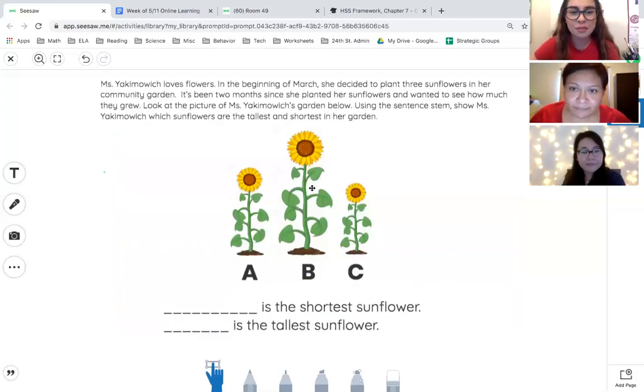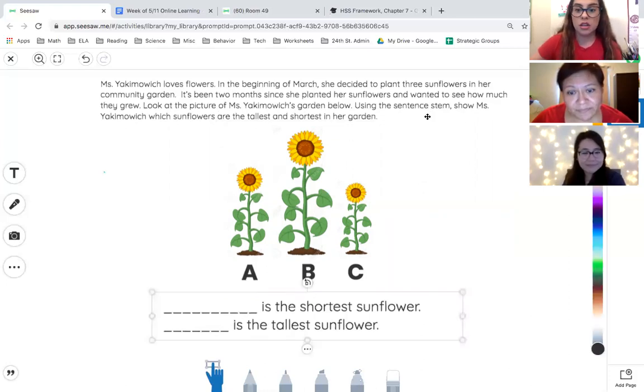Okay, so now let's look at our story problem on page 2, and we're going to read the story one more time, or 2 more times. But this time we're going to pull out some key vocabulary words that are going to help us understand what we need to do. Miss Yakimowicz loves flowers. In the beginning of March, she decided to plant 3 sunflowers in her community garden. It's been 2 months since she planted her sunflowers, and she wanted to see how much they grew. Look at this picture of Miss Yakimowicz's garden below. Using the sentence stem, show Miss Yakimowicz which sunflowers are the tallest and shortest in her garden.